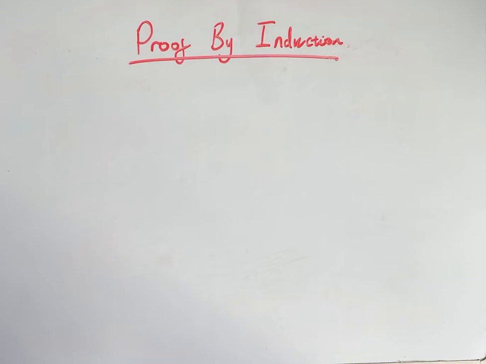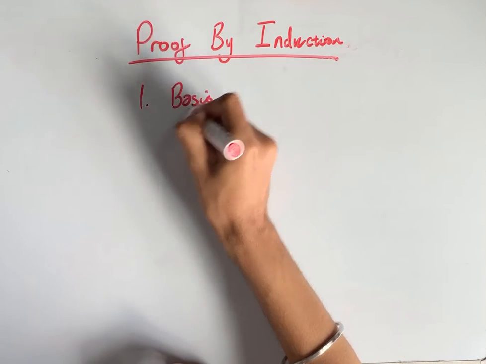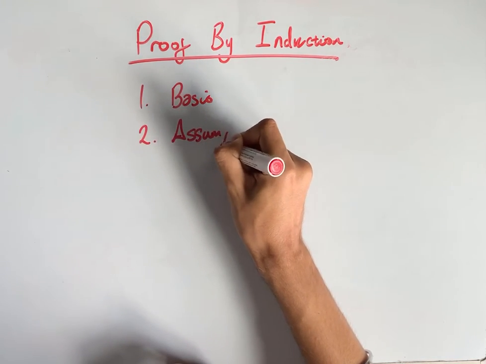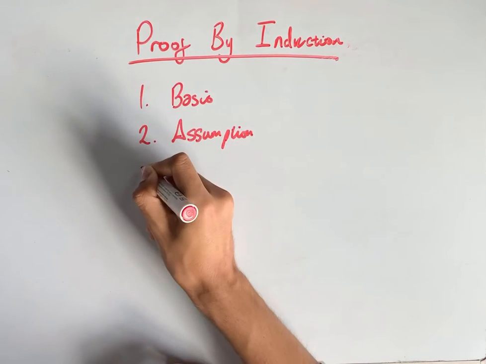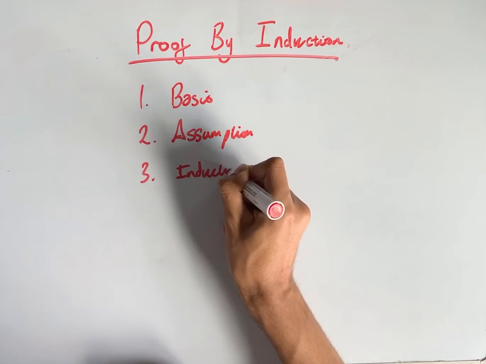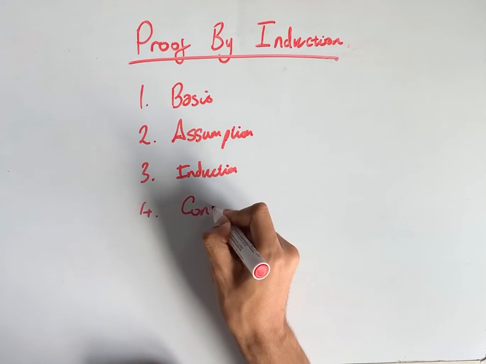Hi, today I'm going to show you how to solve a matrix proof by induction problem, but the principles of this hold for all proofs by induction, not just for matrix problems. There are 4 steps to a proof by induction. The first is the basis, the second is the assumption, the third is the induction, and the fourth and final one is the conclusion.